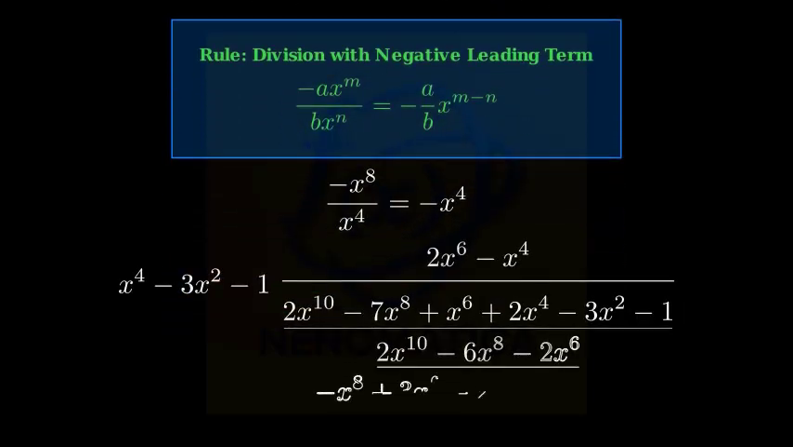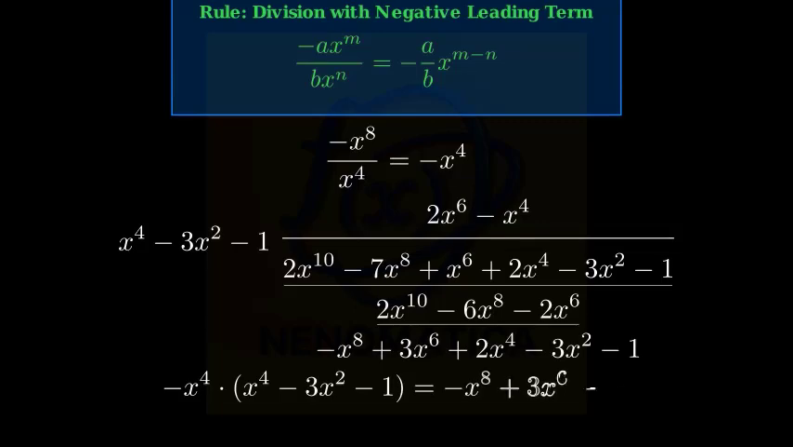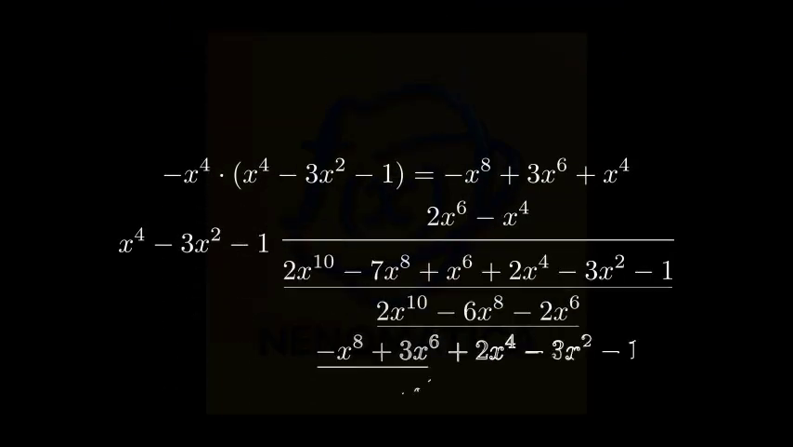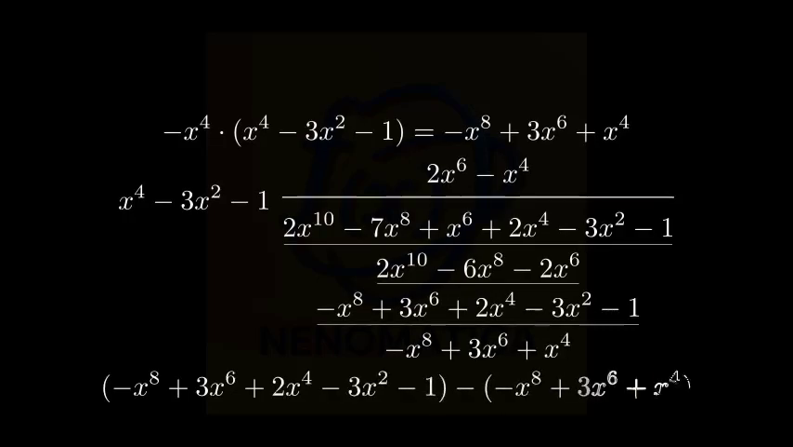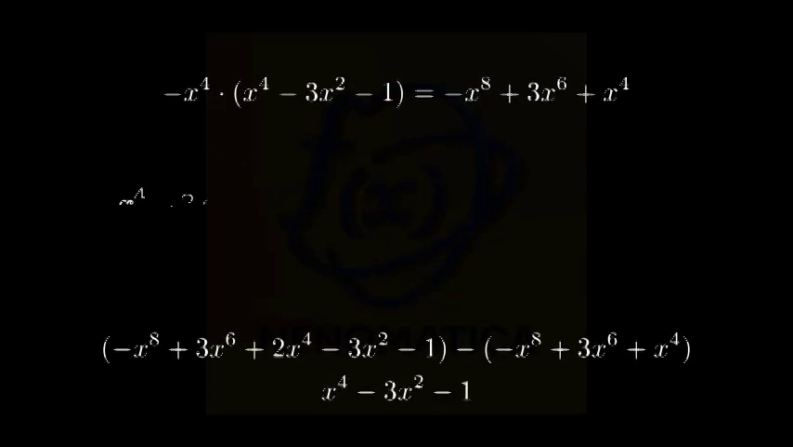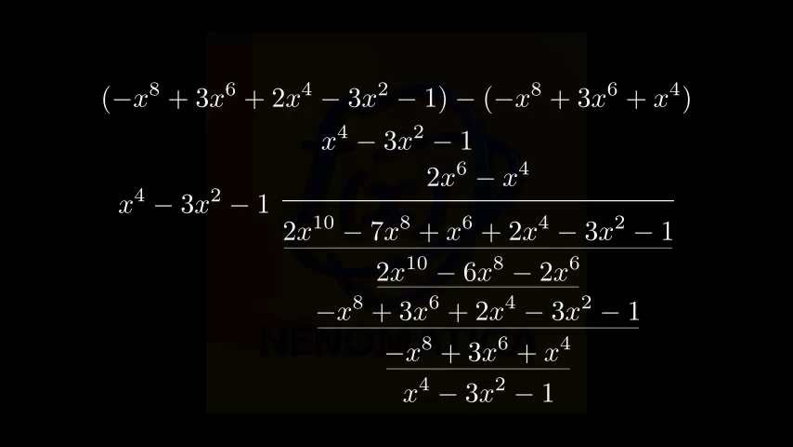We add this to our quotient. Next, we multiply the divisor by negative x to the 4th power. This gives us negative x to the 8th power plus 3x to the 6th power plus x to the 4th power. We subtract this from our current dividend. The result is x to the 4th power minus 3x squared minus 1. Step 3. We continue with our final division.